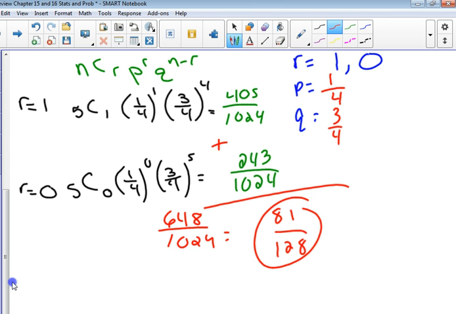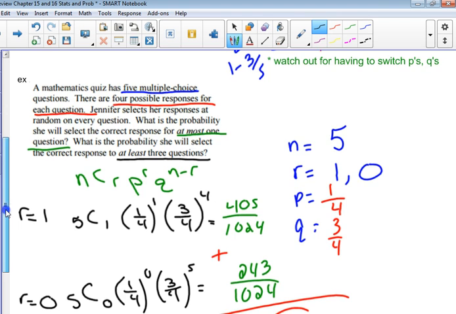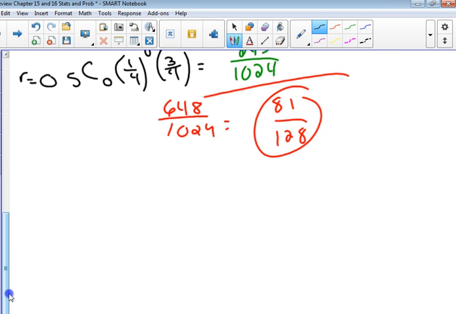How'd you guys do with this one? Now, the second part of this, if you don't want to actually calculate and you just want to make sure we can come up with the values, that's fine. If you want to calculate it, we can. But the second part says, what is the probability that she will select the correct response to at least 3 questions? If you had at least, everything else would stay the same. We would still have our n being 5. The p is still going to be 1/4. The q would still be 3/4.